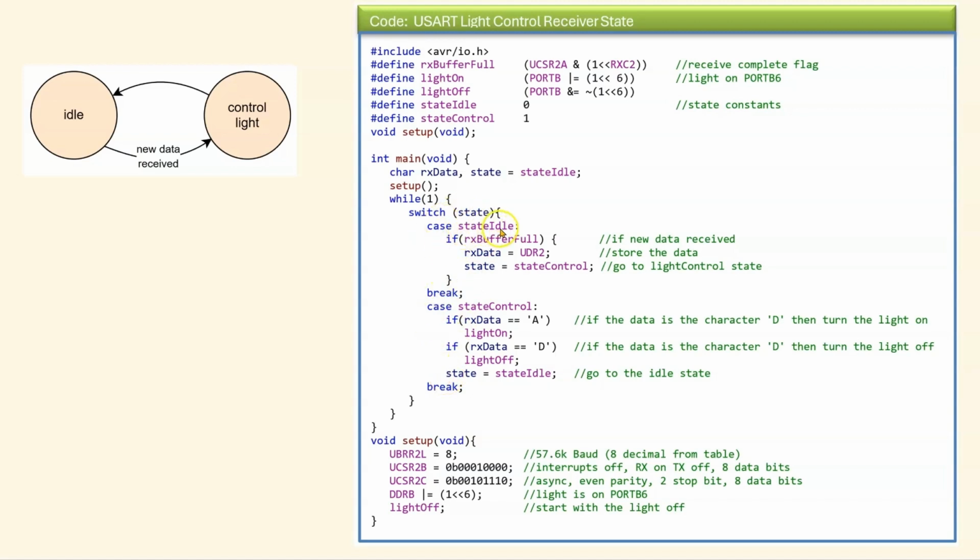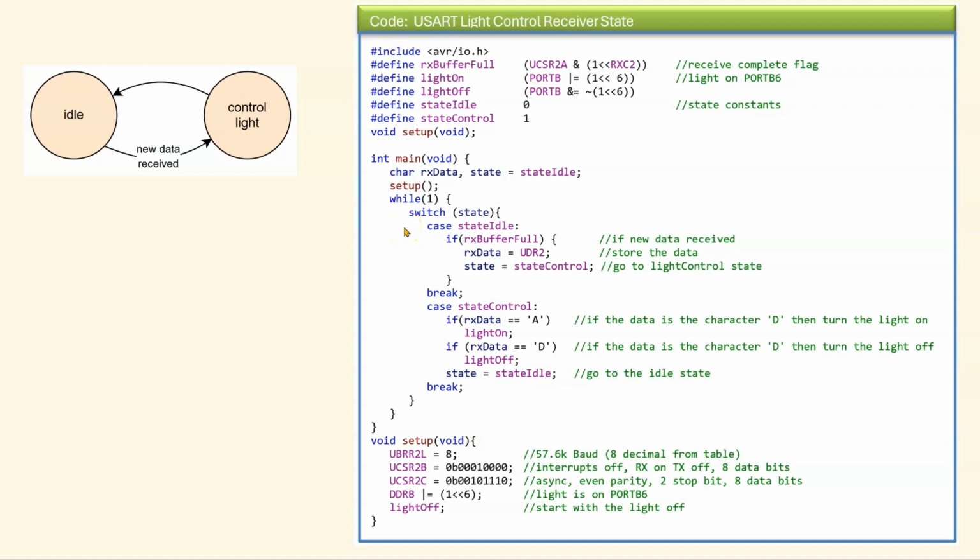If we are in the state idle, if we receive new data, then we store that and we go to state control, as shown here. If we are in state control, if the received data was A, we turn the light on. If the received data was D, we turn the light off, and then we go back to the idle state. So that's how that switch is representing the state machine.